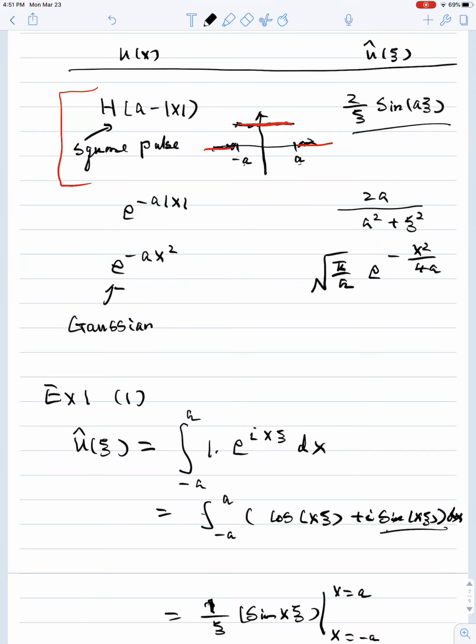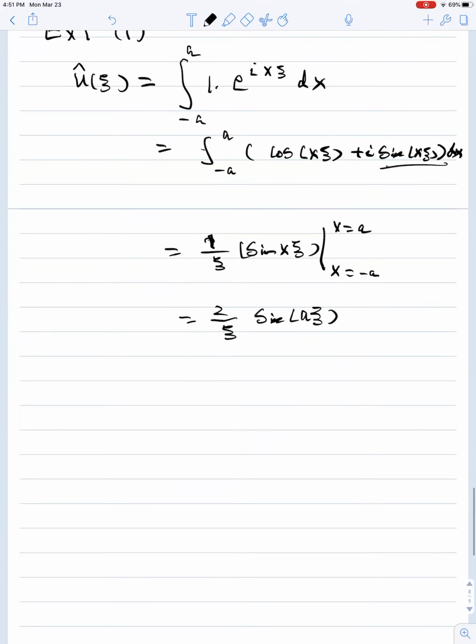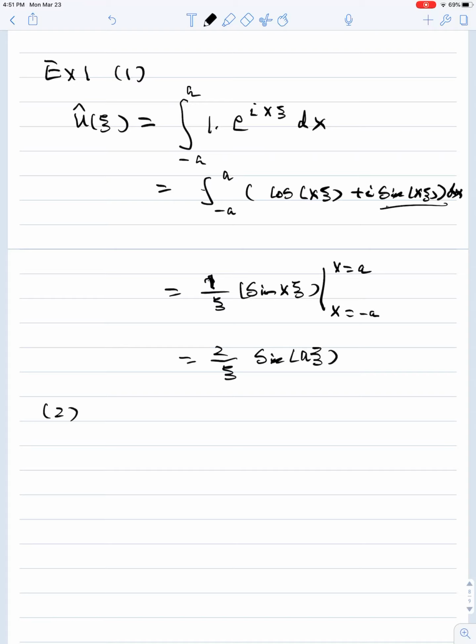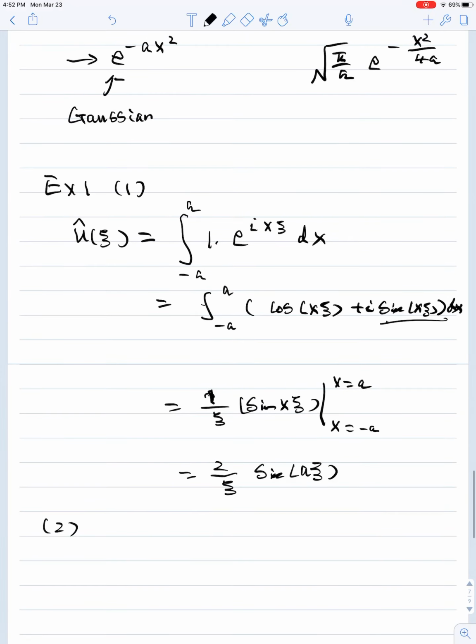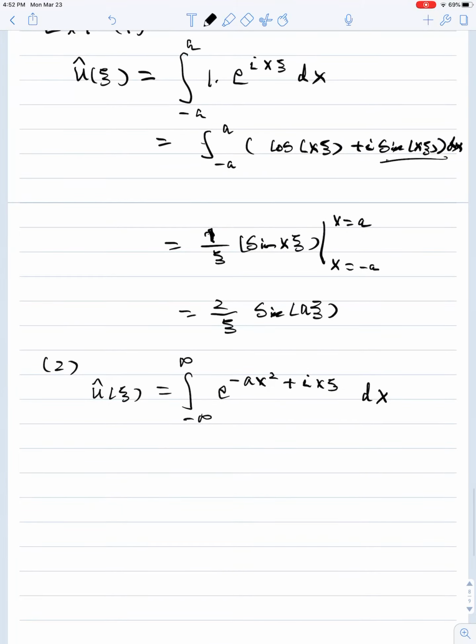Okay, let's also verify the Fourier transform for the Gaussian function. In this case, the Gaussian function is here. The Fourier transform is the integral from negative infinity to positive infinity of e to the negative a x squared, and remember we also have the term i x xi, and the integral is with respect to x. As before, the key point here is to complete the square in the exponent.